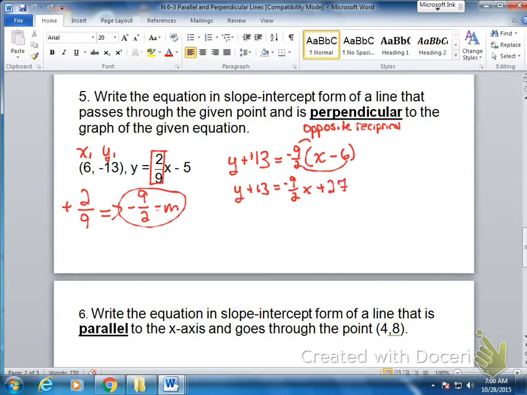I'm almost finished. I have to solve for y. I have to get rid of that positive 13 by subtracting it from both sides. So now I have y equals negative 9/2 x, 27 minus 13 gives me plus 14. So that one's not too bad. Just watch out for the opposite reciprocal stuff and you should be good to go.